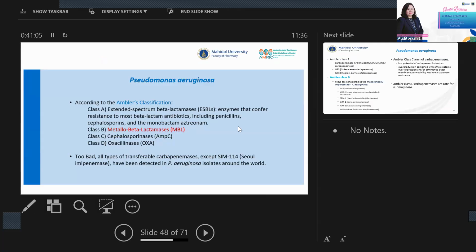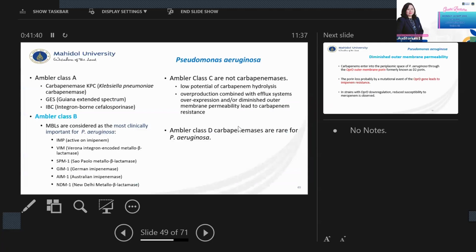Pseudomonas also has resistance mechanisms, but of a different type. I just would like to show you that different bacteria can have different resistance mechanisms. Even though they produce beta-lactamase, for Pseudomonas it's not like Acinetobacter. Acinetobacter is mainly focused on OXA type, class D beta-lactamase, but for Pseudomonas it is mainly metallo-beta-lactamase. Another group of beta-lactamase is involved, and too bad that in Pseudomonas we found all classes of beta-lactamase. Some are found, but some are rare.